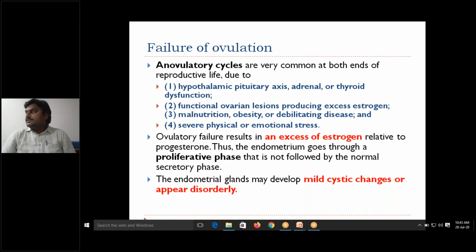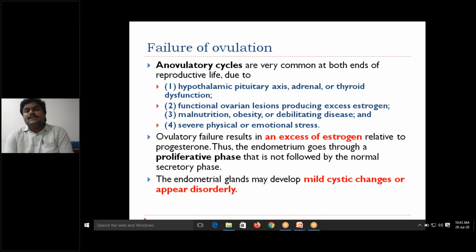Next, functional ovarian lesions which produce an excess amount of estrogen, like polycystic ovarian disease and thecoma. Next, malnutrition. Some may be obese or some are ill-nourished; they may also result in anovulatory cycles. Then debilitating diseases like malignancy or some other reason. Severe physical or emotional stress may also result in anovulatory cycles. Please do remember all these things.